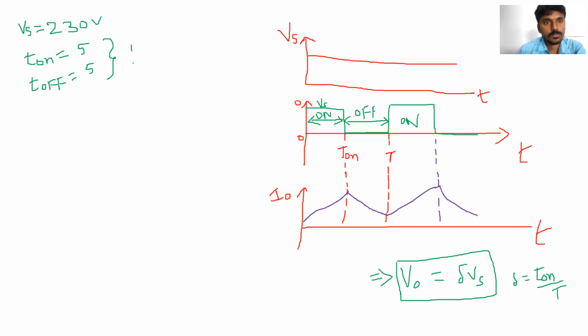What is the total time now? Capital T is equal to? Capital T is equal to on time plus off time. How much? What is the total time? Can anybody say, please? Five plus 5, how much?